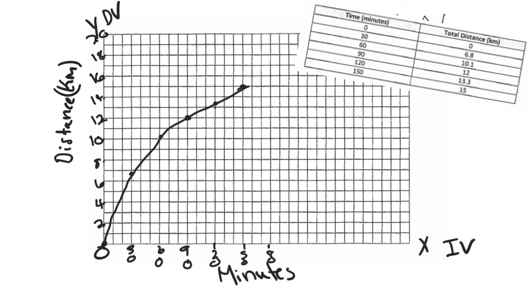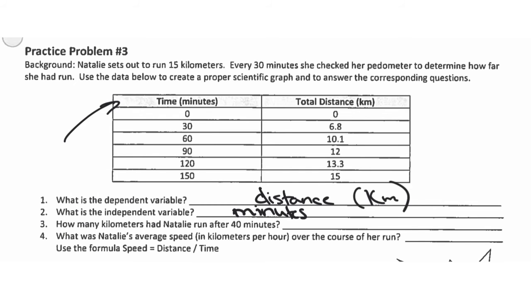So now let's answer some of the questions that we have left. It says, how many kilometers had Natalie run after 40 minutes? So if you look at your graph and you go straight up about where 40 minutes would be, what would you say that distance would be? Looking at my graph, I would say 8 kilometers is a good estimate of where she would be.